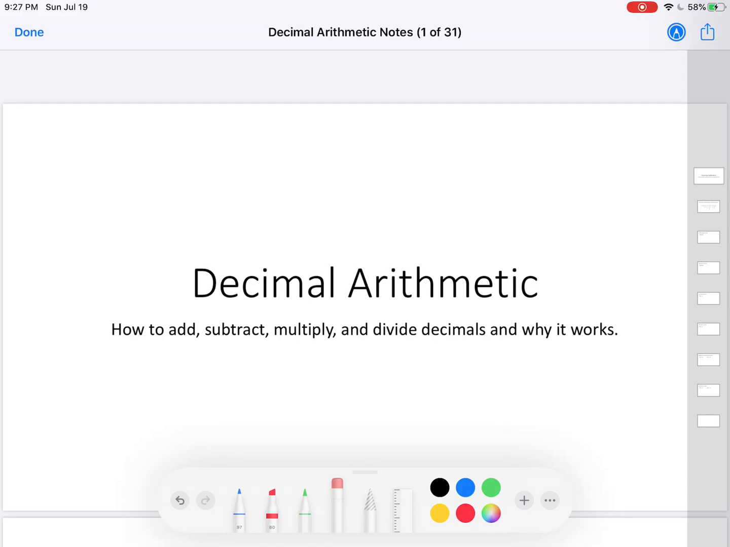Hello! Today's lesson, as you can see from the screen, is decimal arithmetic: how to add, subtract, multiply, and divide decimals, and why each of those methods works. I am going to show you how to do each, and then I am going to explain why that method works. I explain how to do things a little differently than other people, so I'd like you to pay careful attention. All right, let's begin.